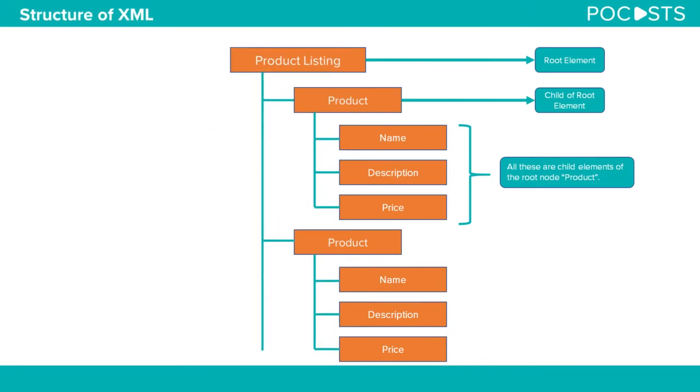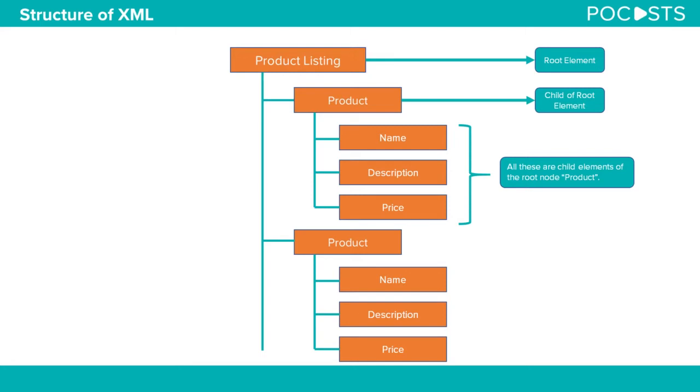Let me give you an example of what we're going to define inside an XML. Think of an example of a product listing. Let's say we want to define an XML for a product listing. The hierarchy that I'm showing you now is a product listing which has multiple products in it, and each product has multiple fields in it. So consider one product has a name, description, and price, and then we have multiple products in a product listing.